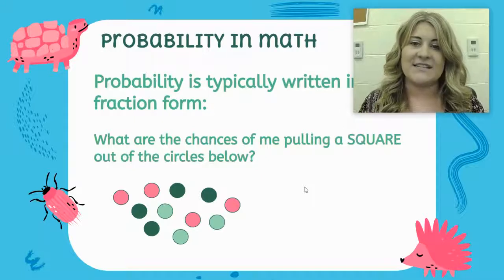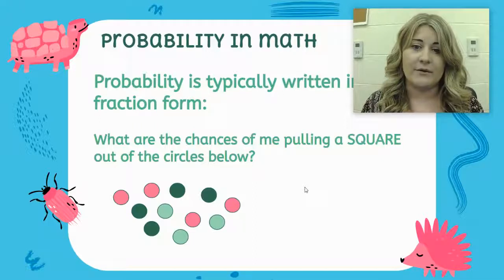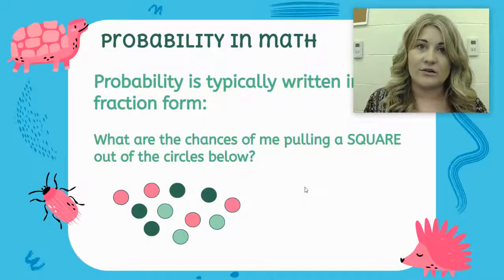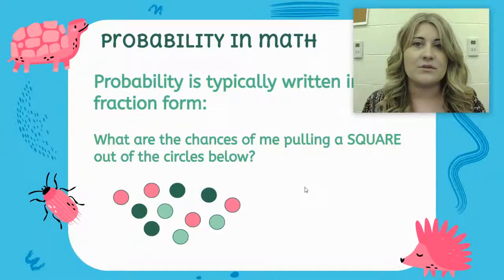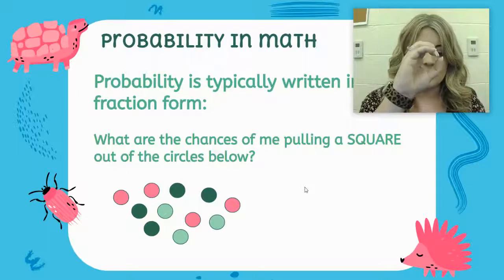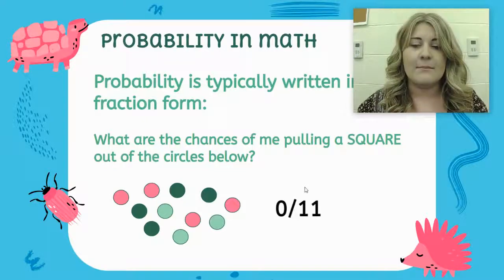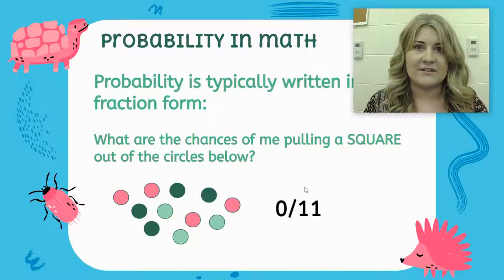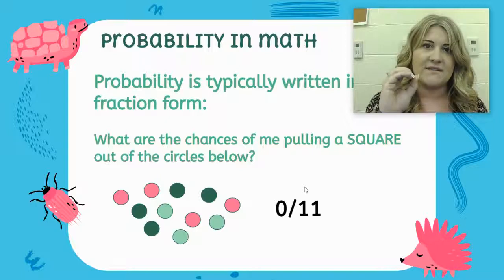All right, now we have the same example that says, what are the chances of me pulling a square out of the circles below? As you can see, they're all circles. So the chances of me pulling a square are 0. 0 still out of 11 because there are still 11 objects, okay? So 0 out of 11 chances. If there's 0 out of 11 chances, that means there's a 0% chance of this happening.